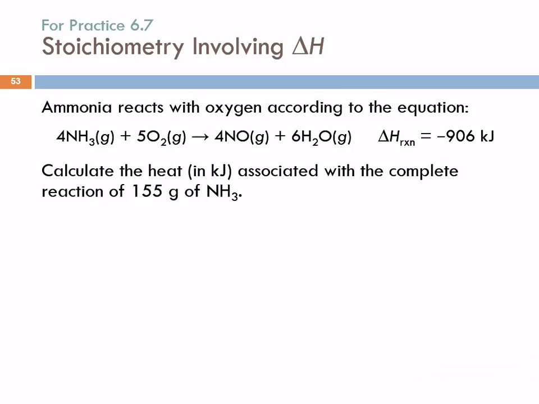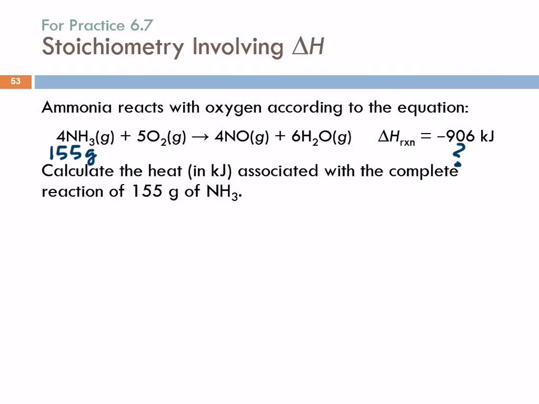Okay, so ammonia reacts with oxygen according to this equation. We're supposed to calculate the heat in kilojoules associated with the complete reaction of 155 grams of ammonia. Well, this comes down to stoichiometry. We have a chemical reaction. We have an amount of one of the reactants. So we have 155 grams of ammonia. And we want to know how much heat is released when that reacts. This is the amount of heat released when 4 moles of that react.